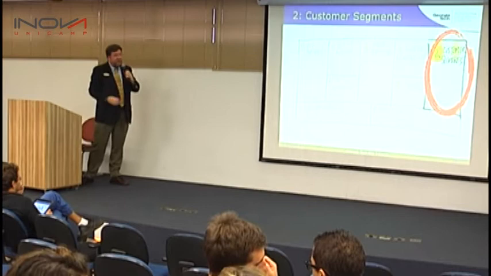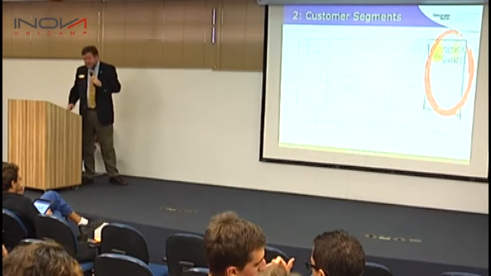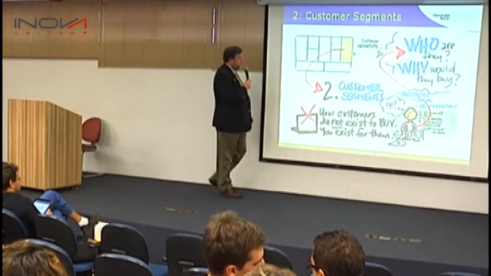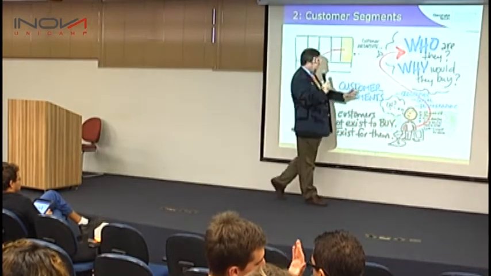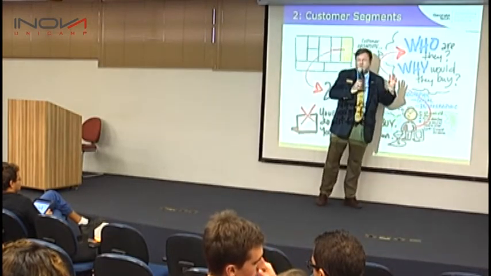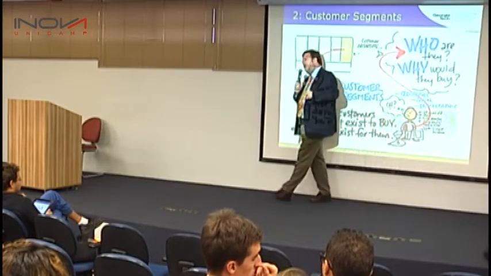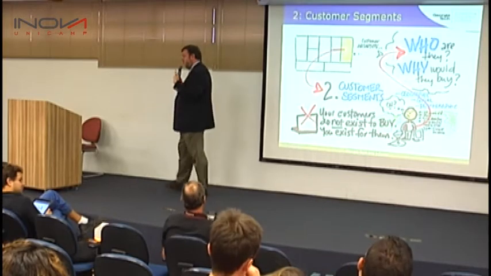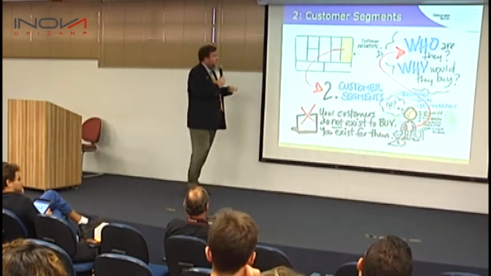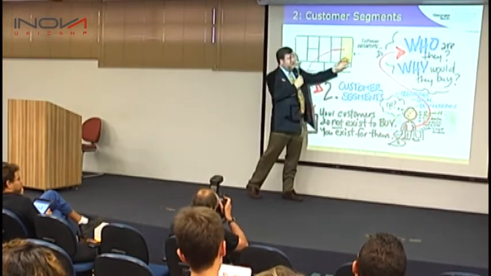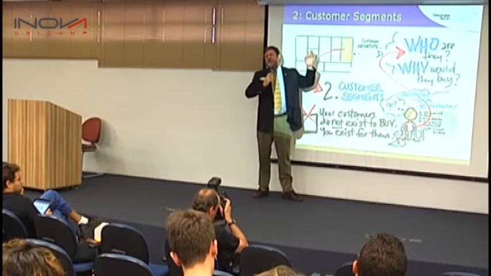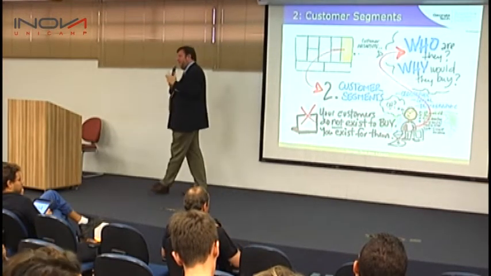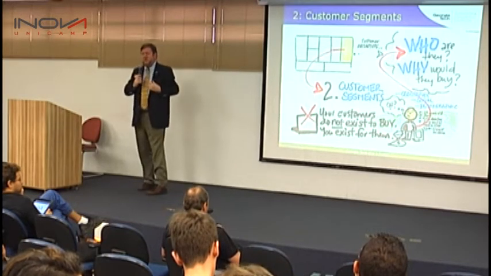Second one, way over on the right there, is customer segments. Customer segments are people. Who are they? Why would they buy from you? So these are not companies. This is a mistake most people make with their canvas, they'll say that their customer segment is automotive companies. No, you can't sell to an automotive company. You can't sell to Volkswagen.